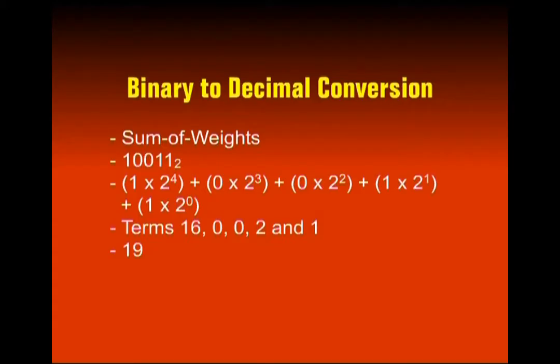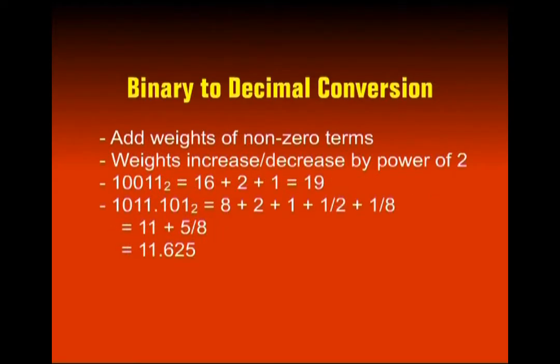The sum of weights method requires an expression to be written. So you have to have a paper and a pencil. You cannot solve it using mental arithmetic. The second method, which we discussed, was the sum of non-zero terms.